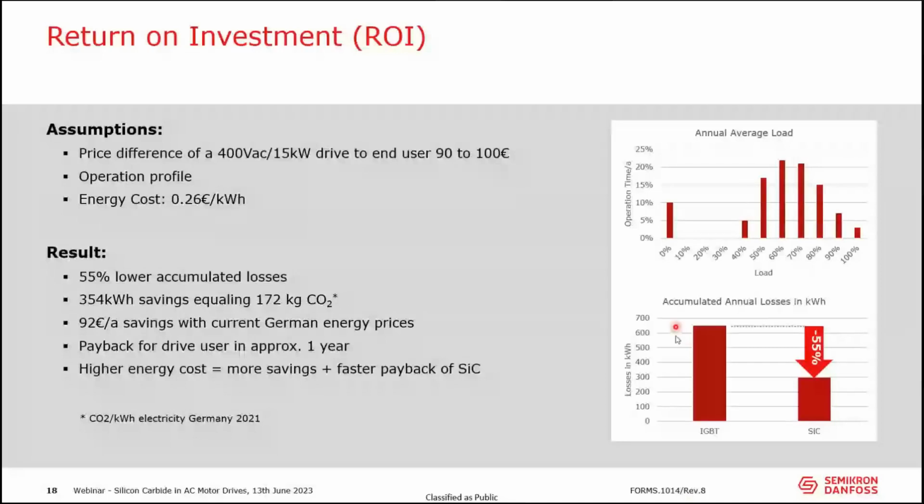And what comes out is this, a bit more than 600, roughly 650 kilowatt hours. And if I do the same with silicon carbide, then I'm here around 300 kilowatt hours. So I have roughly 55% lower losses in 1 year. So if I take these 354 kilowatt hour savings and I can put them in CO2, 172 kilograms less. That's good for your footprint. But I can also turn it back into money.